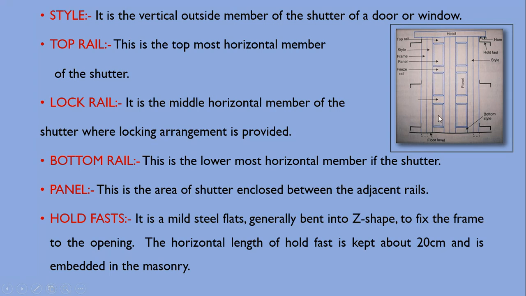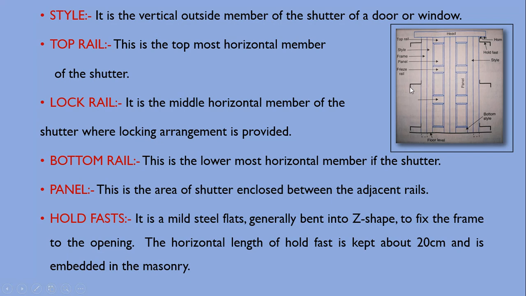Then next is the hold fast. It is a mild steel flat generally bent into Z shape. So here you can see it is provided with the Z shape. To fix the frame to the opening, the horizontal length of the hold fast is kept about 20 cm and is embedded in the masonry. So this hold fast is provided to give fixity to this frame into the masonry.